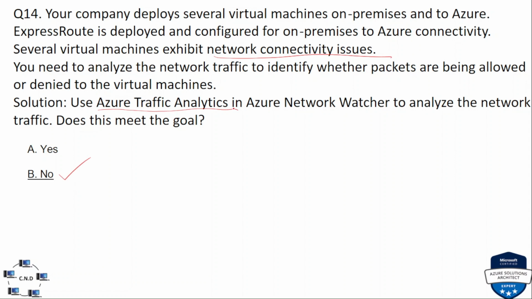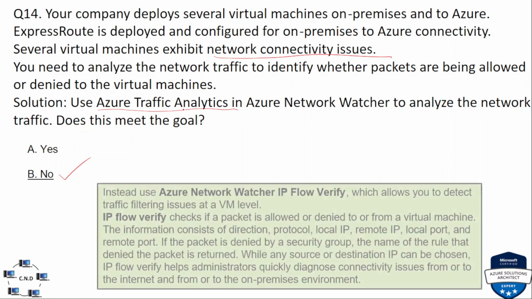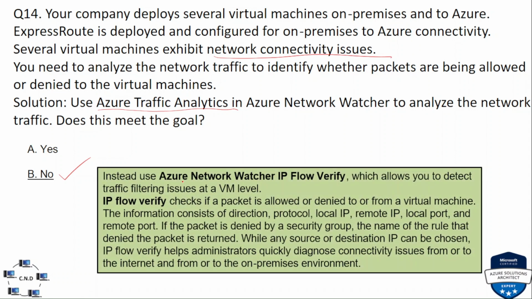So Azure Traffic Analytics will not tell us whether the traffic to our virtual machines is allowed or denied. Instead, we need to use the Azure Network Watcher IP Flow Verify. This allows you to detect traffic filtering issues at a VM level. IP Flow Verify checks if a packet is allowed or denied to or from a virtual machine. The information consists of direction, protocol, local IP, remote IP, local port, and remote port. If the packet is denied by a security group, the name of the rule that denied the packet is returned.